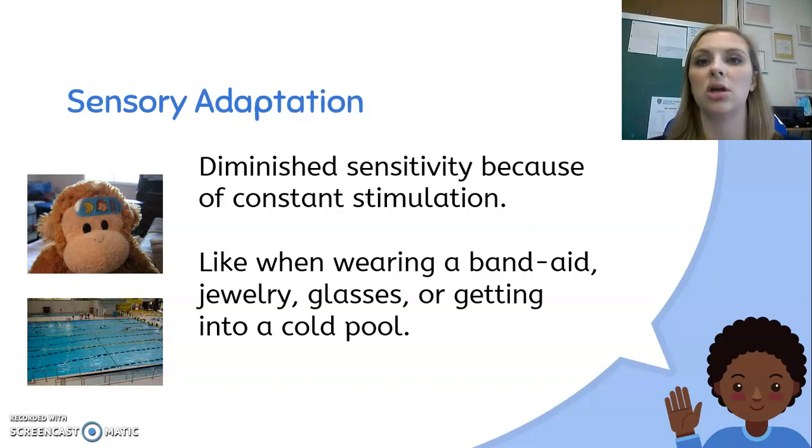That adaptation goes away. Kind of like when you jump into a pool, right? It's super cold right away, but then you get used to it over time. You've adapted, your senses have adapted to that cool water.